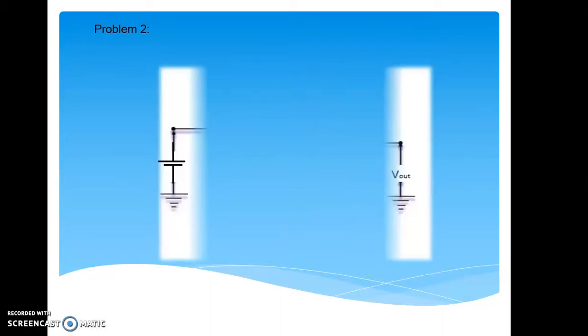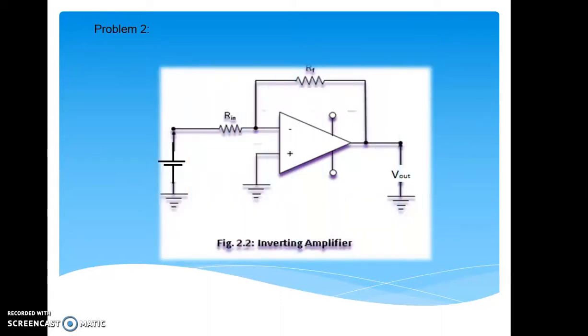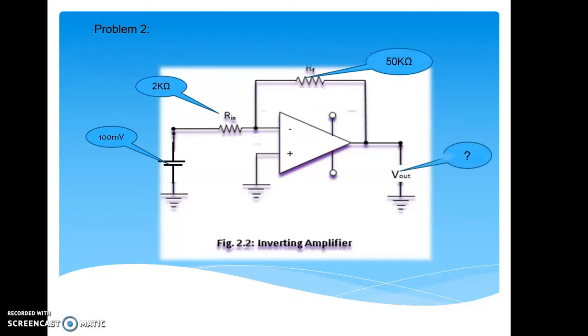Then we consider the second problem. Again, this is an inverting amplifier. Now we apply the input as 100 millivolts, with an input resistance of 2 kilo ohm and a feedback resistance of 50 kilo ohm. Then we have to find out the output voltage. You know the formula for the output voltage: V out is equal to minus Rf upon R into V in. We know Rf is 50 kilo ohm, the input resistance is 2 kilo ohm, and the input is 100 millivolts. Therefore it comes out to minus 2.5 volt.